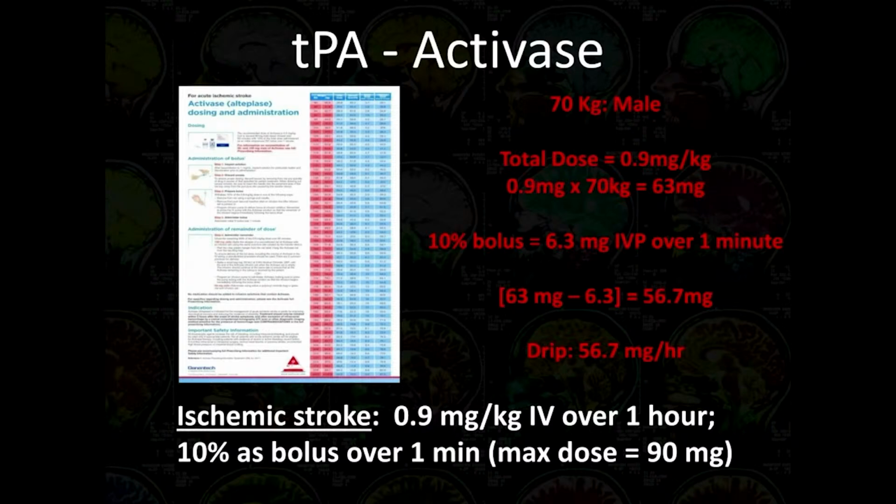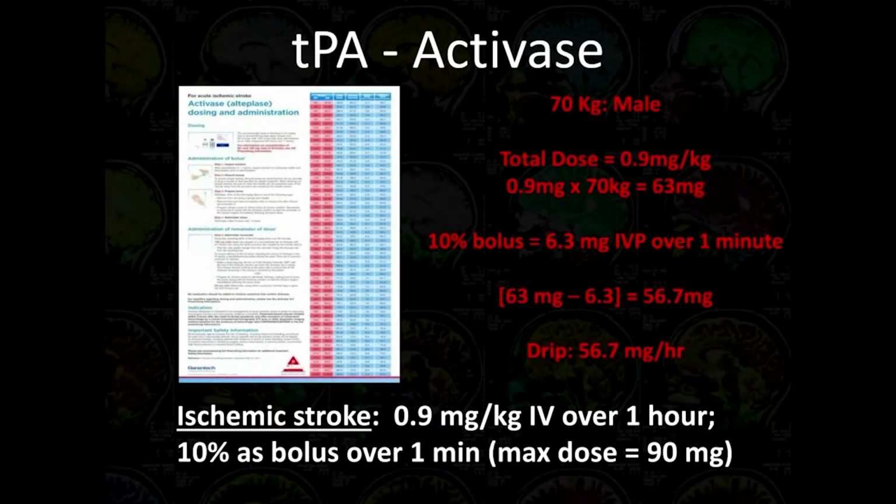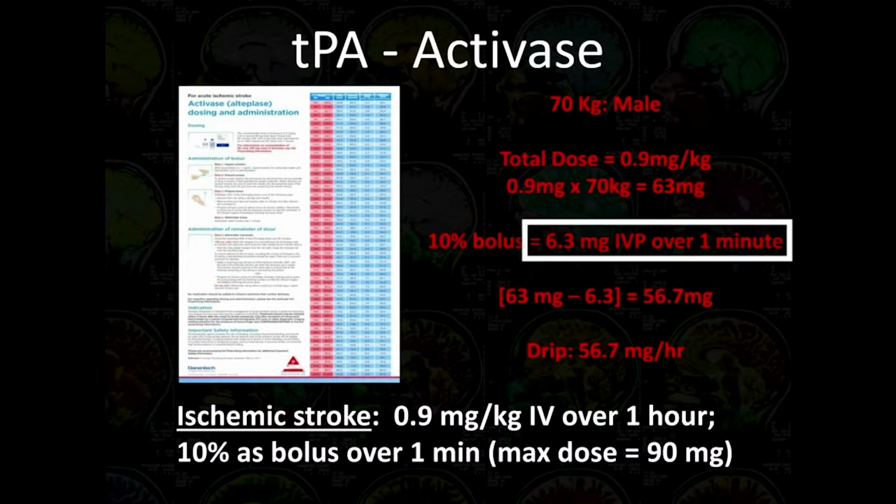So how do we dose this? For example, if we have a 70-kilo male patient, the dosing starts off at 0.9 milligrams per kilo. So 0.9 milligrams multiplied by 70 kilos is a total dose for that patient of 63 milligrams. So that's what you want to start off with. And then what you do is you take 10% of that dose, and that's going to be administered in a bolus over 1 minute. For example, this patient at 63 milligrams total dose, 10% of that is 6.3 milligrams. We're going to administer that over a 1 minute time period.